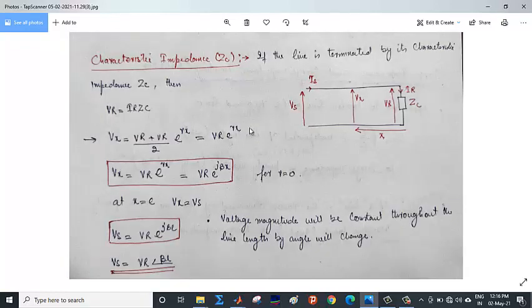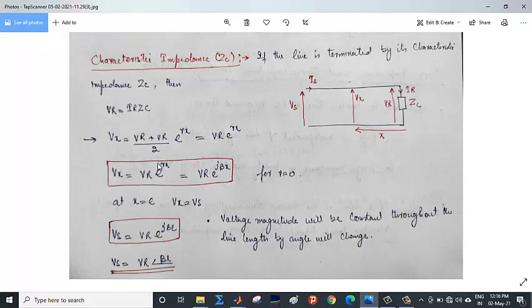So this Vx will be equal to VR plus IR divided by 2 e raised power gamma x. So this will be twice VR by 2, 2 and 2 will cancel out, VR e raised power gamma x. So Vx will be equal to VR e raised power gamma x or VR e raised power j beta x for R is equal to 0. This is for the lossless line. So at x is equal to L, Vx is equal to Vs. That means Vs is also equal to VR e raised power j beta L, or Vs is equal to VR at an angle of beta L. This can also be written as VR at an angle of j beta L.